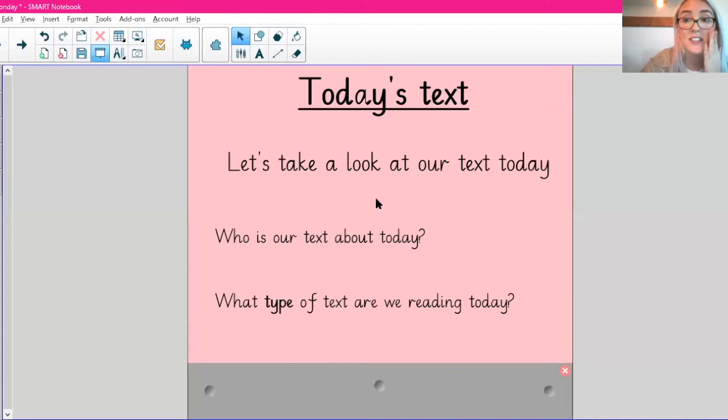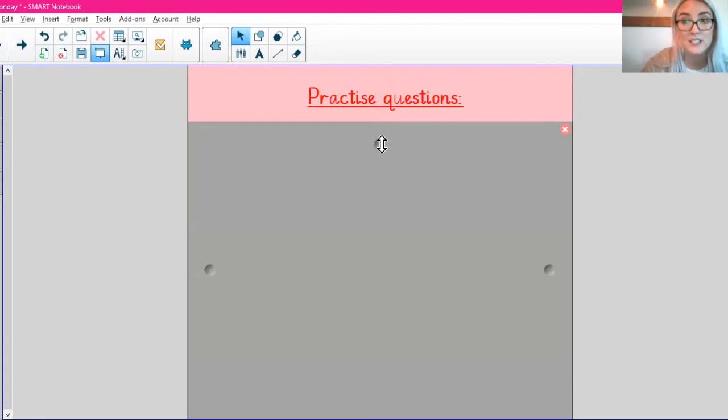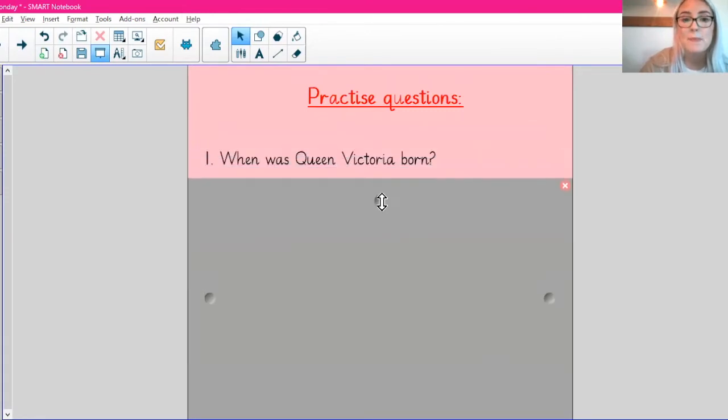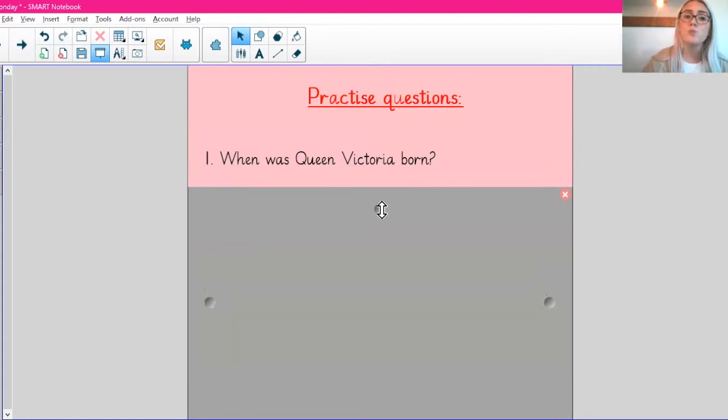So now we've had a look at today's text, we're going to have a practice at answering some questions together, and then you're going to have a go at answering some by yourself. So here are some practice questions. The first one says, when was Queen Victoria born? Now, when we answer our read questions, it's quite a good idea to pick a word that we're going to skim and scan for in the text. So what would be a good word that we should skim and scan for in the text to find our answer? It could be Queen Victoria, or it could be the word born.